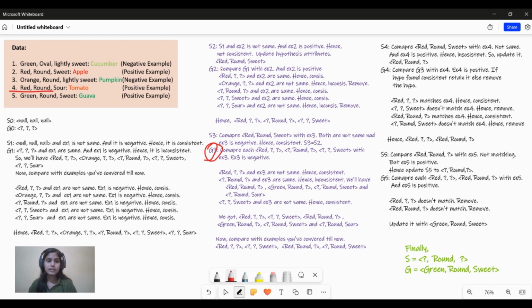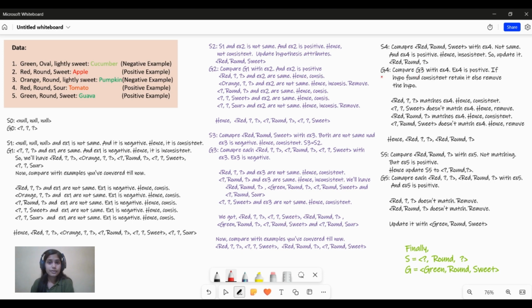Because it is a positive example, we will compare the specific hypothesis. Now we will replace the attributes that are not the same with a question mark. So we have red, round and sweet, and here we have red, round and sour. So we will replace one attribute with a question mark. I did that. So this is the specific hypothesis for the fourth example.